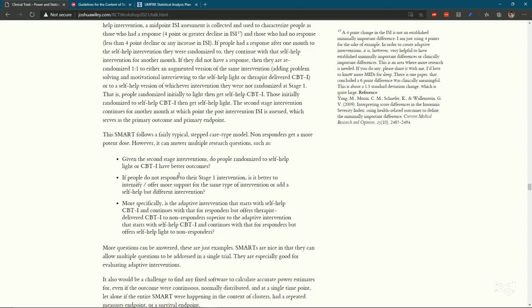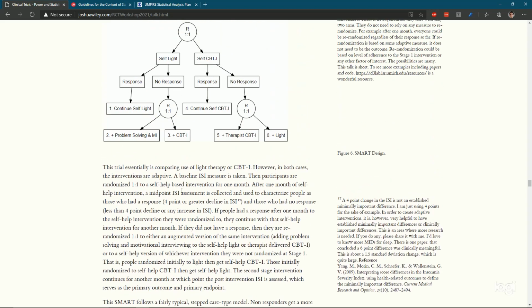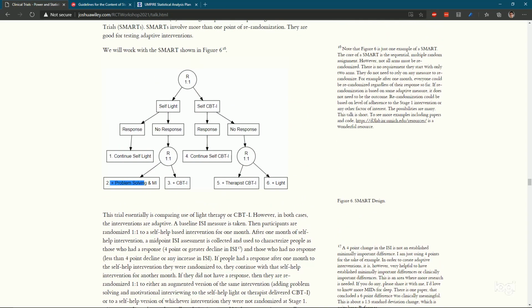Another more nuanced question, if people do not respond to their stage 1 intervention, is it better to intensify or offer more support for the same type of intervention, or add a self-help but different intervention? And that would be basically comparing intensifying, which is groups 2 and 5, to the switch intervention type, add another type, groups 3 and 6.